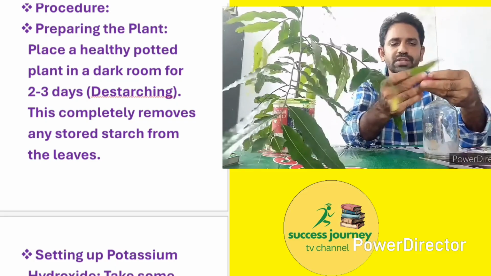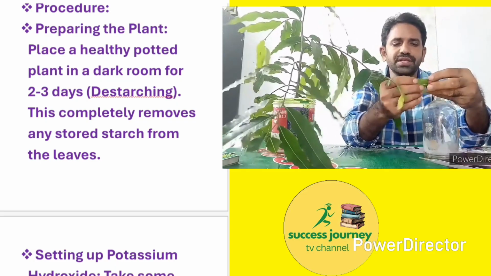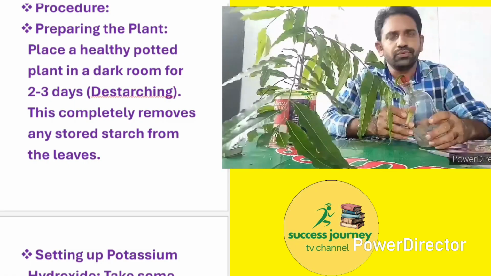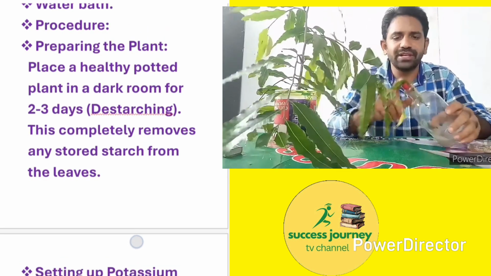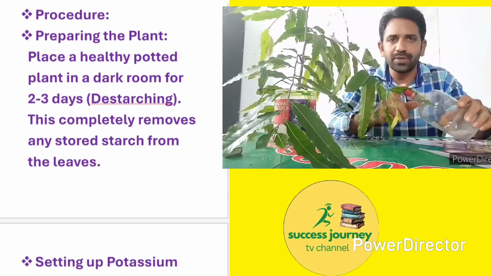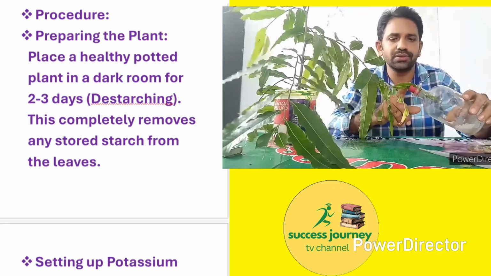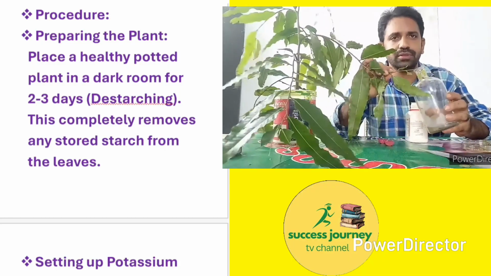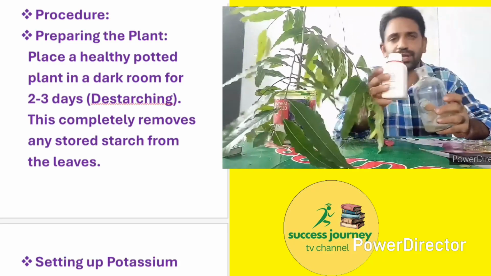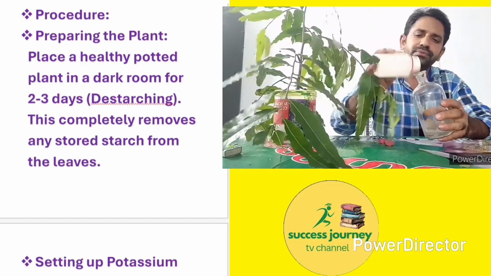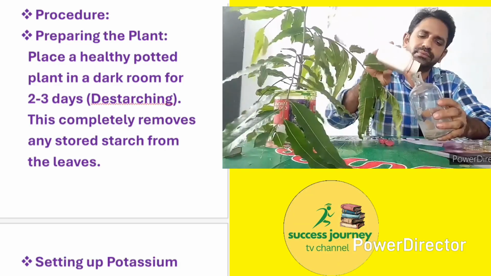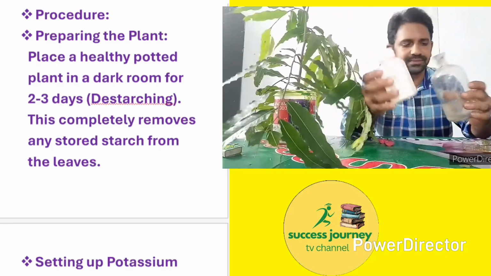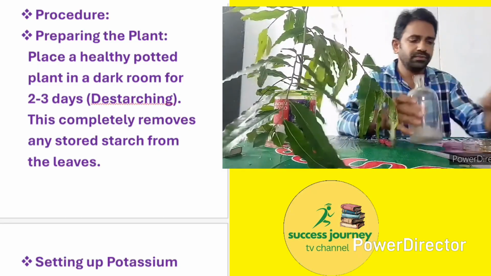Preparing the plant. Place a healthy potted plant in a dark room for 2-3 days for destarching. This completely removes any stored starch from the leaves. Before conducting the experiment, we keep the potted plant in a dark room, because in a dark room the photosynthesis process will not take place. So the plant consumes the starch which is already present in the leaves. After 2-3 days, all the starch present in the leaves is consumed by the plant. This process is called destarching.